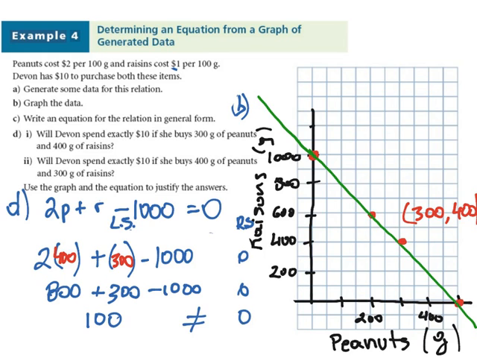This means that you cannot purchase 400 grams of peanuts and 300 grams of raisins to spend $10. Let's take a look at the green line. Where does this 400 and 300 fit on our line? Or if it doesn't. My guess is that it doesn't. So if I look at this point right here, it's 400 and 300. It doesn't fit on the line and doesn't fit in our equation. Therefore, you cannot purchase 400 grams of peanuts and 300 grams of raisins for $10.